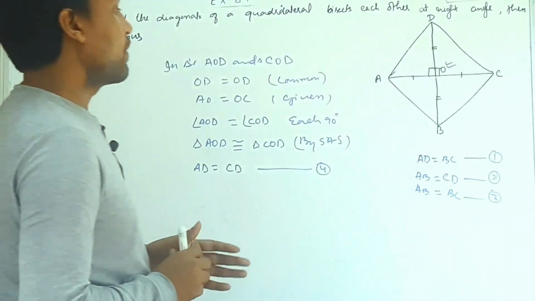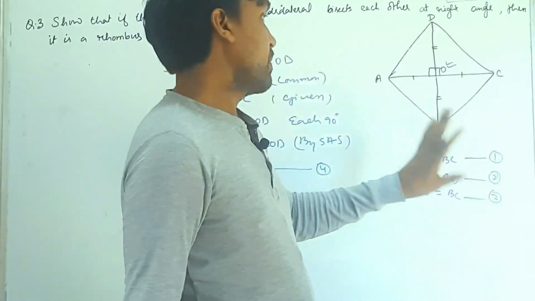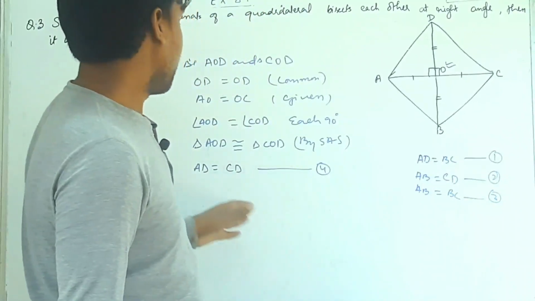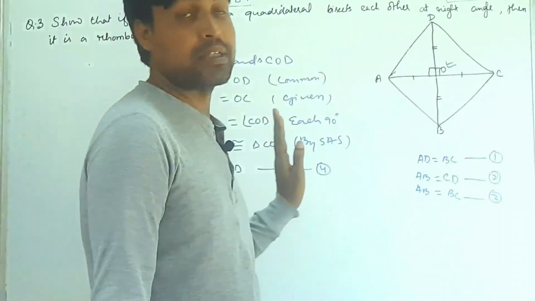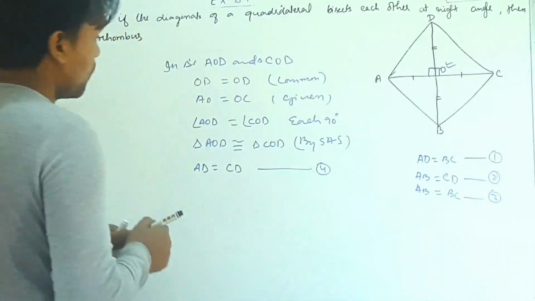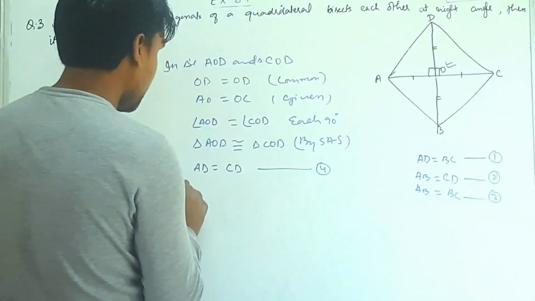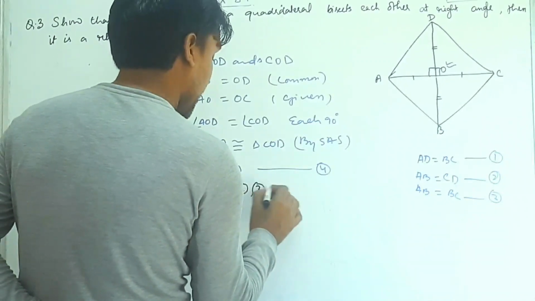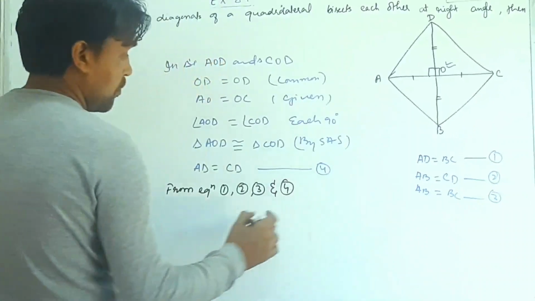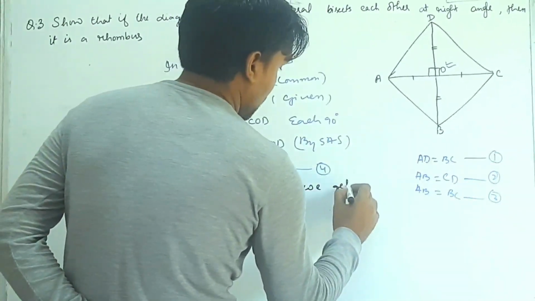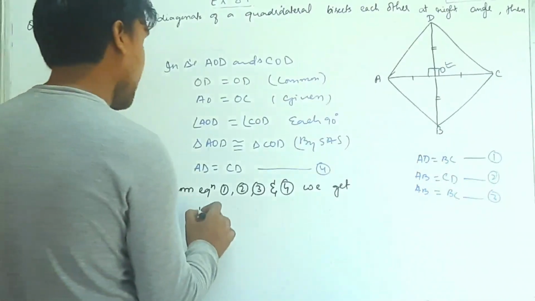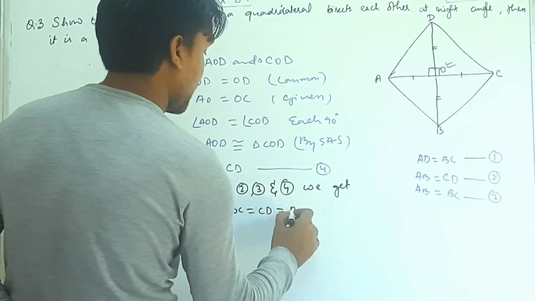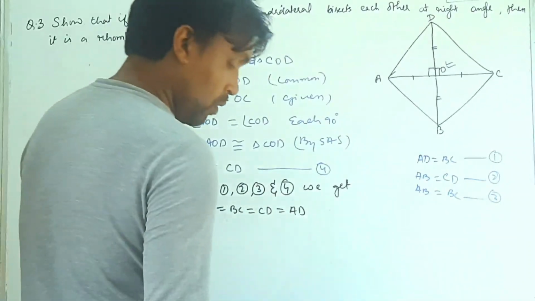So dear students, now if you look properly, AD is equal to BC, AB equal to CD, AB equals BC, AD equal to CD. So that means all the sides are becoming equal to each other, right? From equations 1, 2, 3 and 4 we get AB equals BC, BC equals CD, CD equals AD. So all the sides are becoming equal.